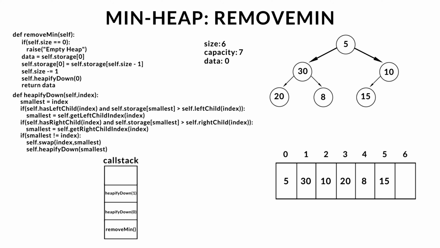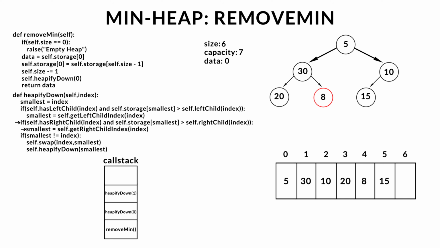So executing our HeapifyDown method once again, first initialize smallest to the node we're currently at. We then check to see if we have a left child. We do. Is the left child smaller than the node we're currently at? Yes, it is. So we set smallest to the left child. We now check to see if we have a right child. We do. Is the right child smaller than our current smallest? Yes, it is. So we set our smallest to the right child.